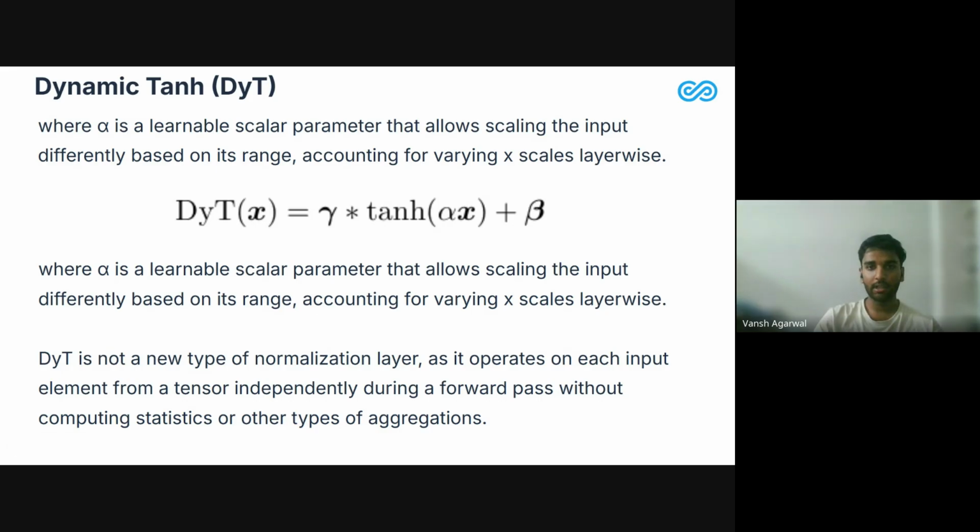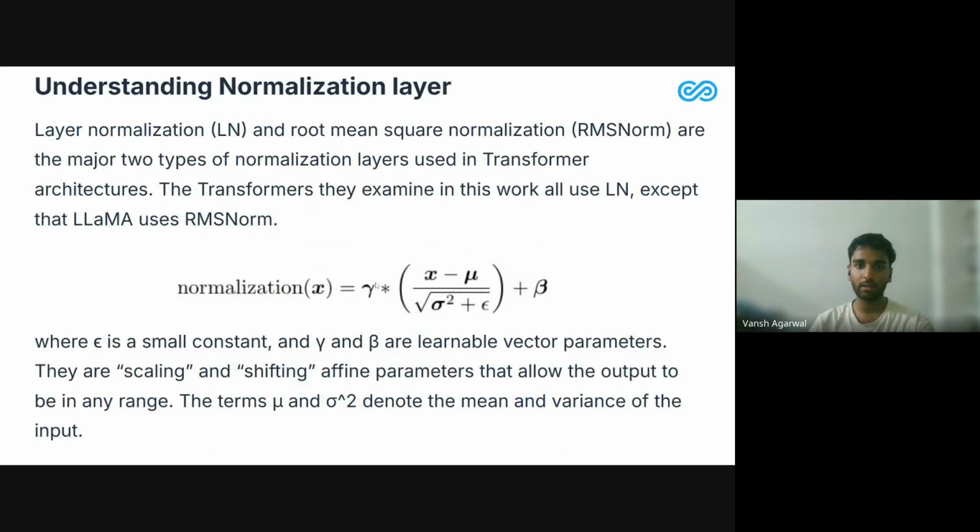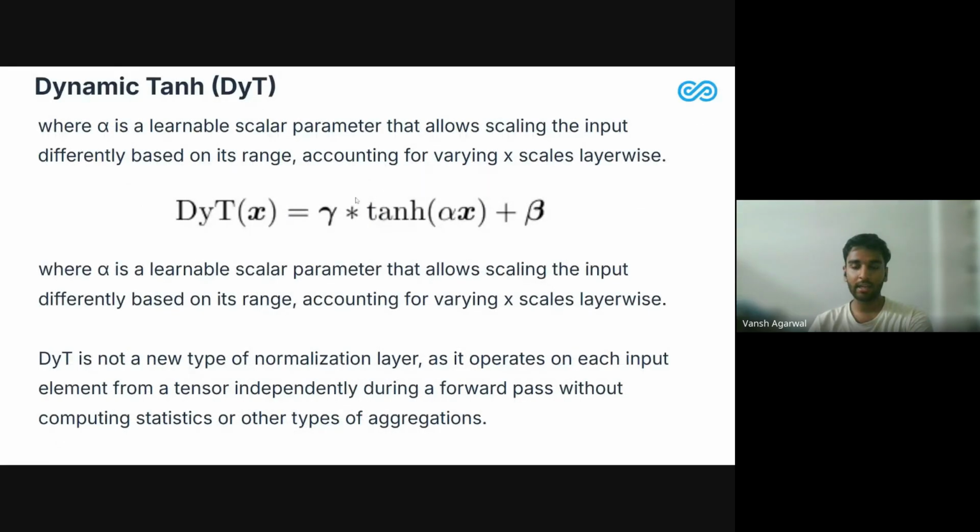And just to be clear, this is how it's different from normalization: it operates on each input element independently, and there is no aggregation or statistics being calculated at all. As you can see here, the learnable affine parameter scaling and shifting, they have retained that in their DyT function as well. So they're mainly replacing the standardization here.